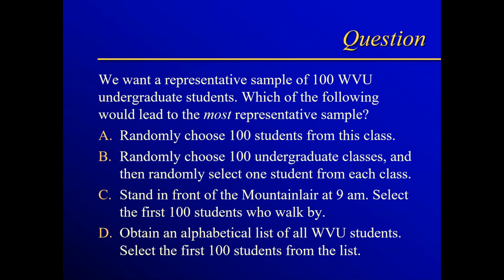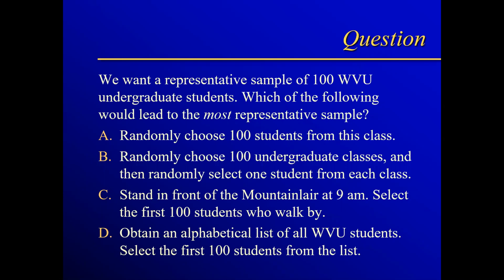Go ahead and direct message me which one you think is the best way to get a representative sample. All right, good job. Everyone who has responded so far has said B, which is the correct answer. That is the best way out of these listed to get a more representative sample.